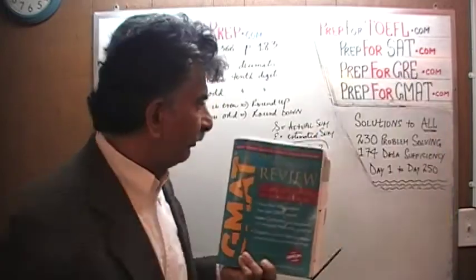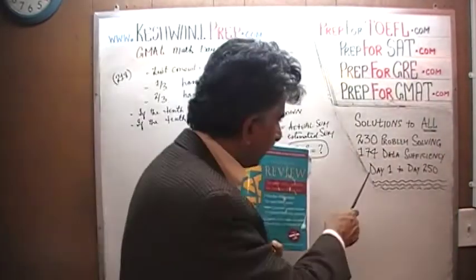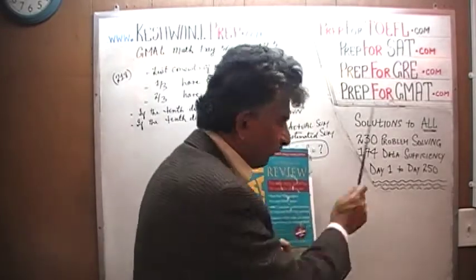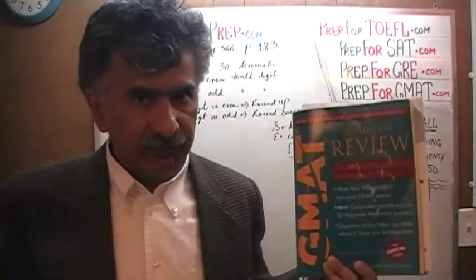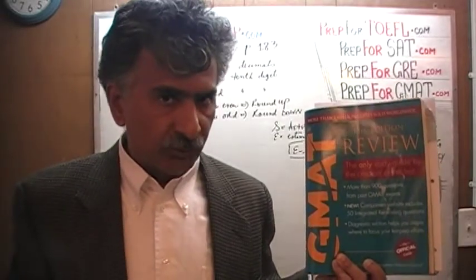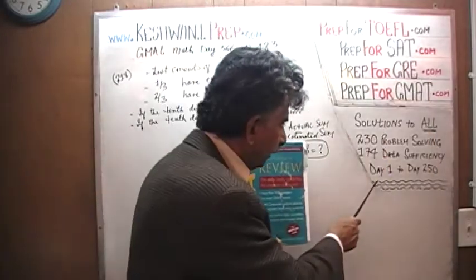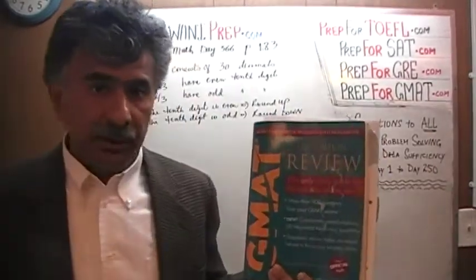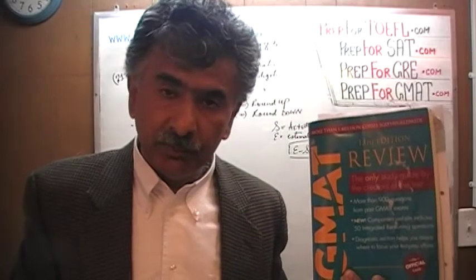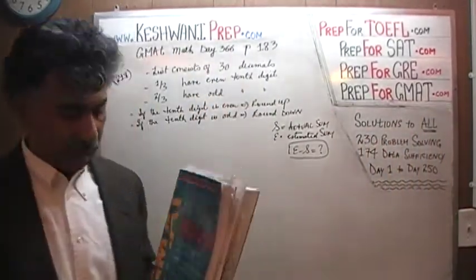The book contains 230 problem solving questions. It has 174 data sufficiency questions. We have already solved every single math problem from this book. If you're interested in watching any of the original solutions, you will find them from day number 1 through 250. Right now, we are in the process of redoing the problems and we are on page number 183. Please turn to it.